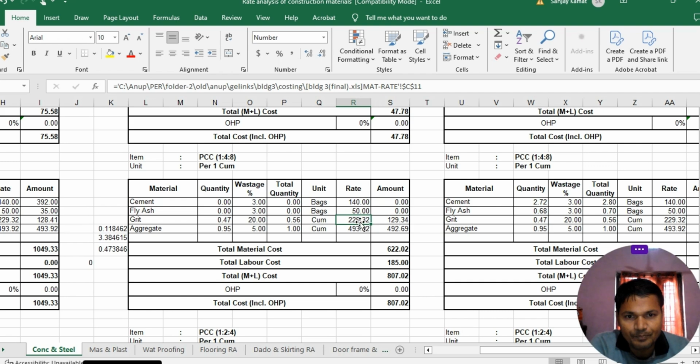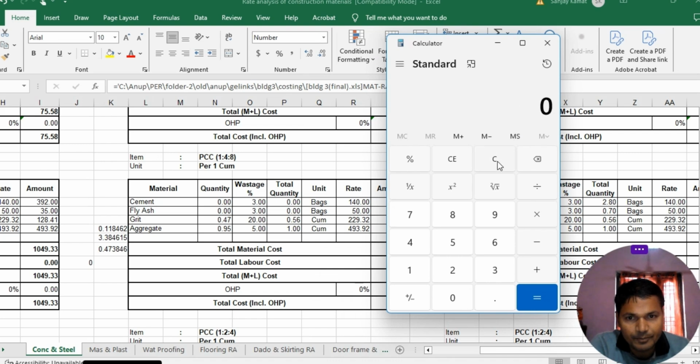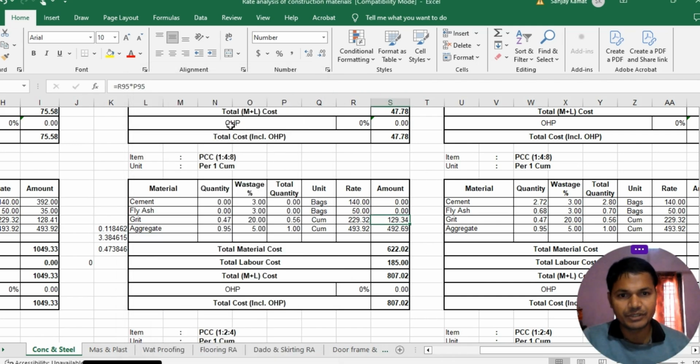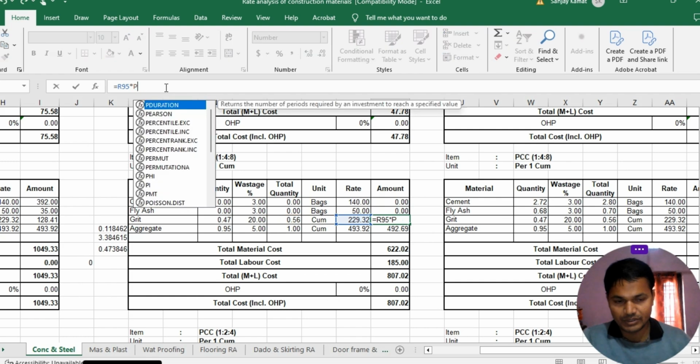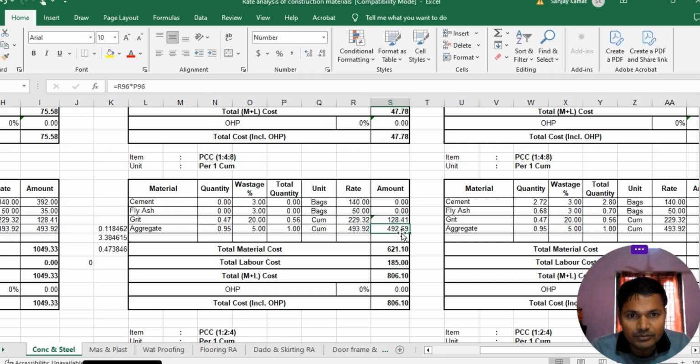And the rate of grit is 229.32. And once we get the rate and the total quantity, we can multiply. Let's multiply, how much is it coming? 0.56 multiplied by 229.32. How much is it coming? 128.41. But our value is how much? 0.56 into 229, 129. So write this 128.41. So let's write the solution. Okay.